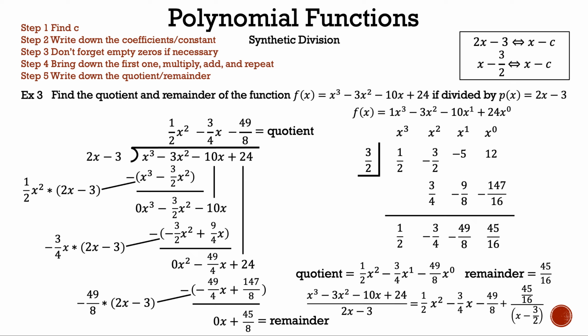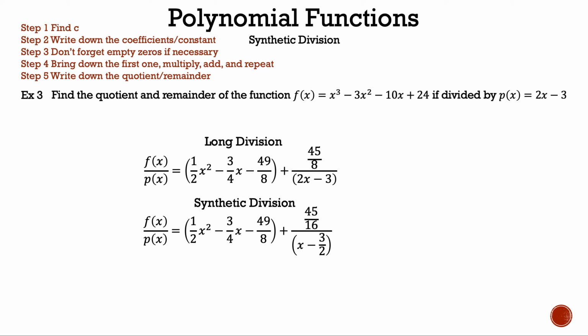So, let's put all this together. So we have x to the power of 3 minus 3x to the power of 2 minus 10x plus 24 all over 2x minus 3 is equal to 1/2 x squared minus 3/4 x minus 49 over 8 plus 45 over 16 all over x minus 3 over 2. That is example 3.